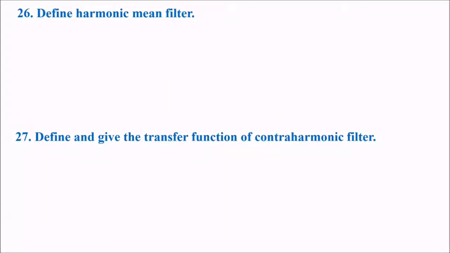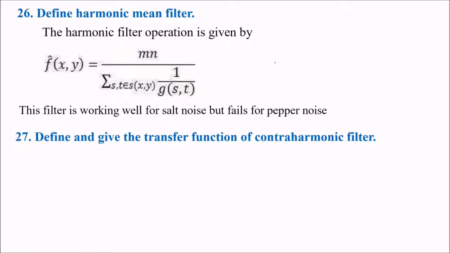Define harmonic mean filter. So this is the harmonic mean filter. The process is the same, the values will change. This filter is m times n divided by the sum over (s,t) belonging to S_xy of 1 by g(s,t). This filter works well for salt noise but fails for pepper noise. There are various filters which work for both.